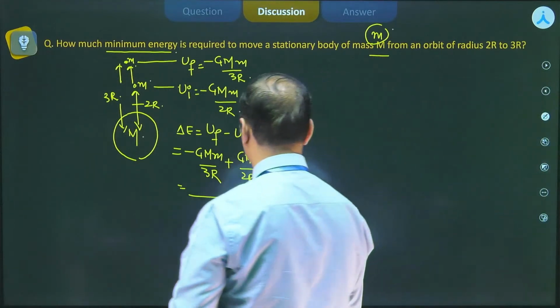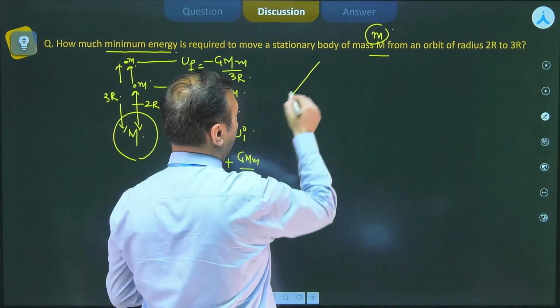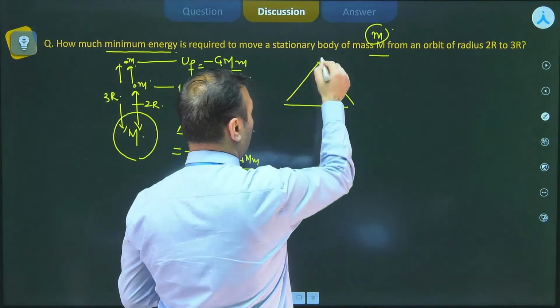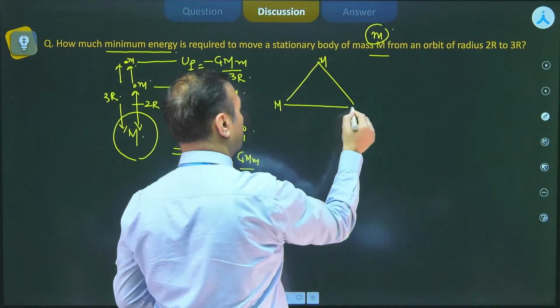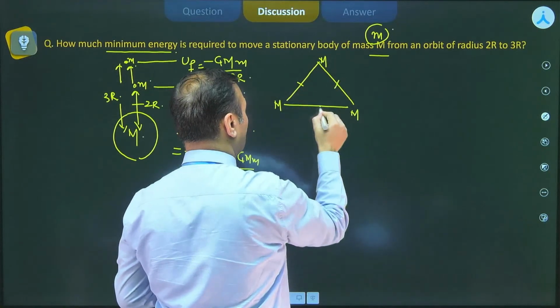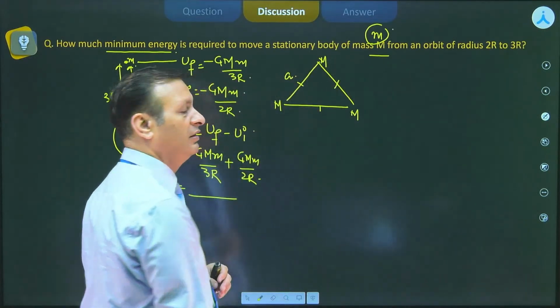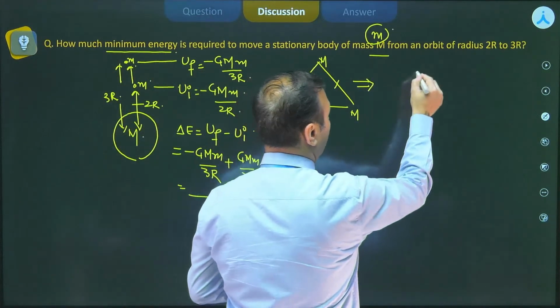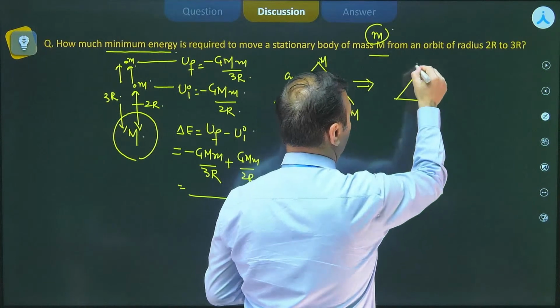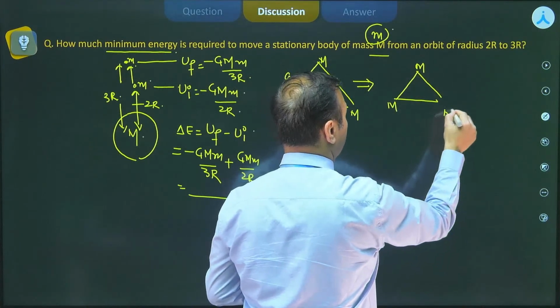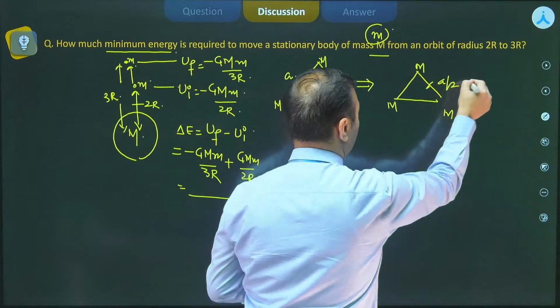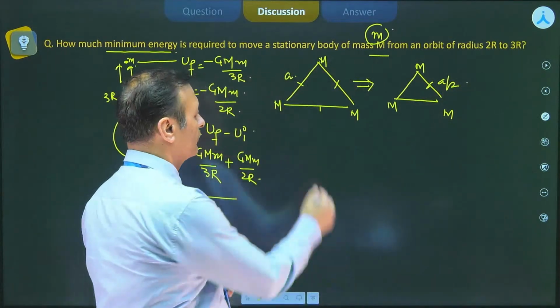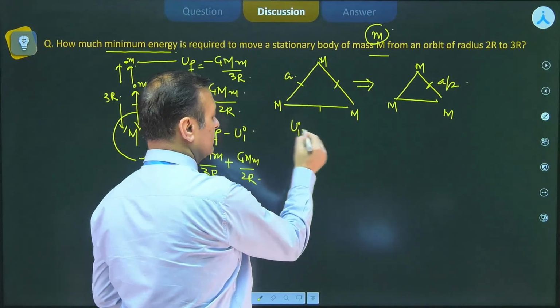Now let's build up one more situational numerical where you have three masses at the corners of an equilateral triangle. The separation is A. You change the configuration, keeping the masses the same, but the separation is reduced to A by 2. What is the initial potential energy of the system?